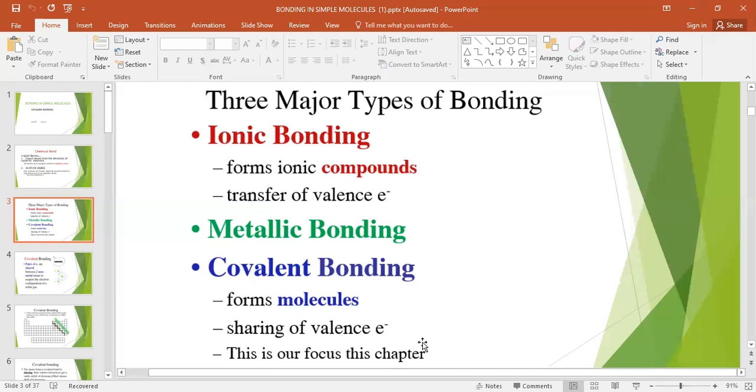Valence electron means outer shell electron. See here, the last shell electron. Outer shell, how many electrons here? 1. So this will share. Inner shells maybe 8, maybe 2, maybe 10. The electrons inside we are not going to share with others. But the last shell, the outer shell, we also call the valence shell.